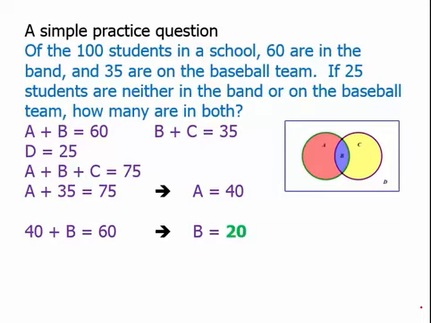Notice, incidentally, if you're curious, A equals 40, B equals 20, C equals 15, D equals 25, and those together add up to 100. But our answer here is B equals 20.